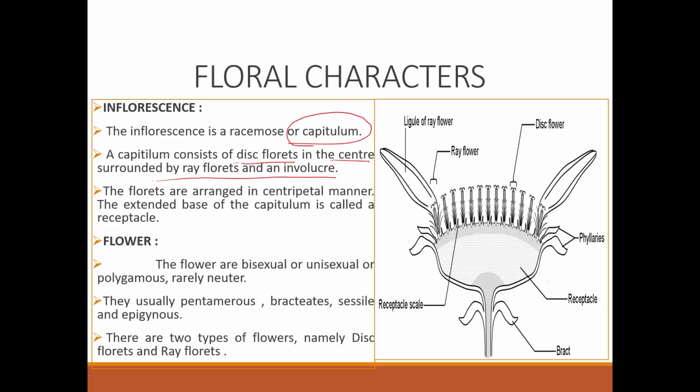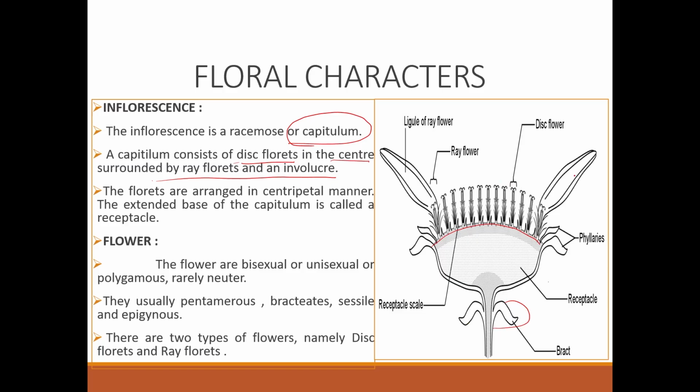As you can see, this is the receptacle, and in the center you will see the disc florets, and these are the ray florets, which are also called ligulate flowers. The most important thing of this particular family is the inflorescence called the capitulum or head, and it also has bracts. They have two types of flowers: disc florets at the center and ray florets generally at the outer side.